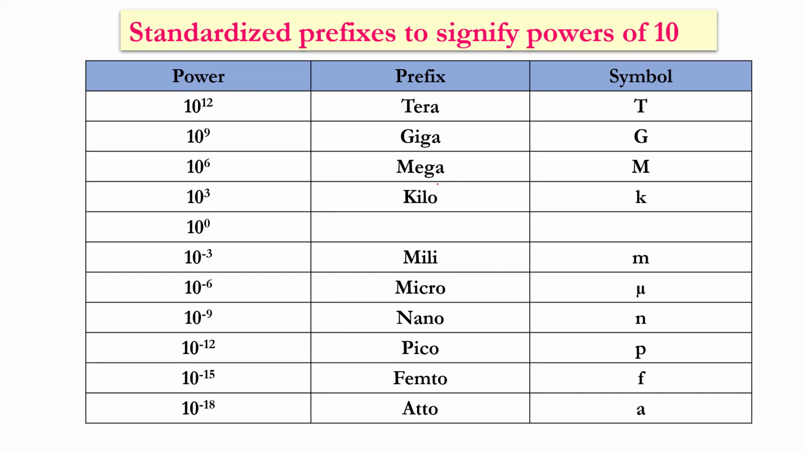We frequently use kilo, 10 cube, and also mega, 10 power 6. In terms of milli, we use a small letter m, it's 10 to the power of minus 3. Micro means 10 to the power of minus 6, indicated with mu.